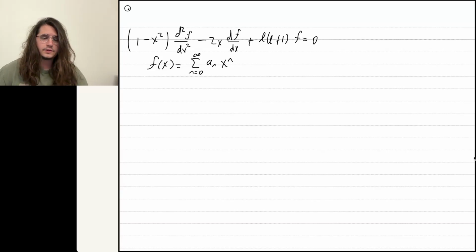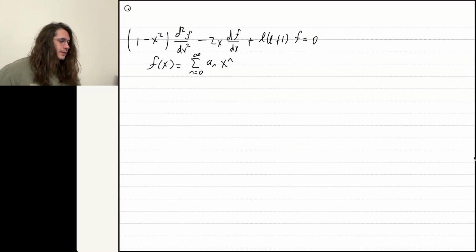f(x) equals the sum from n equals 0 to infinity of a sub n x to the n, right? That's a pretty standard solution to it. And we're going to get a relationship between the constants a sub n for recursion purposes. So we're going to do that by actually plugging it into the differential equation bit by bit.